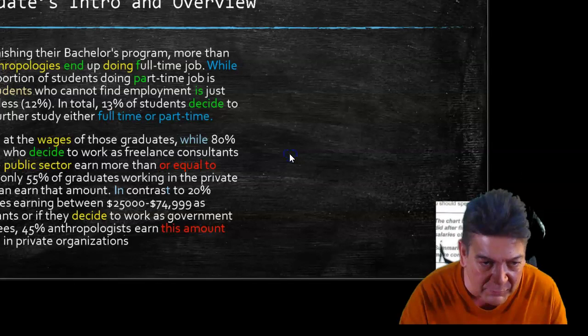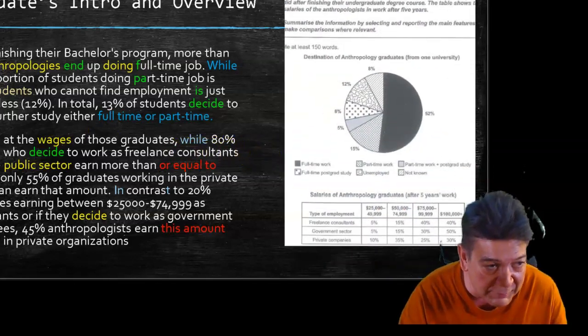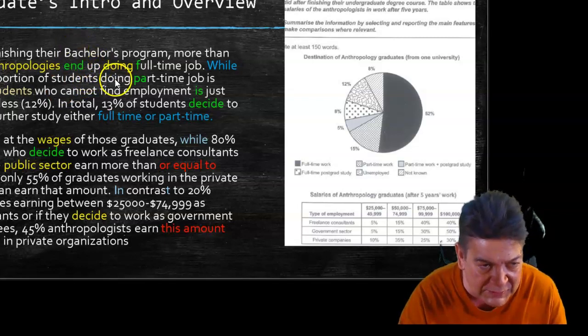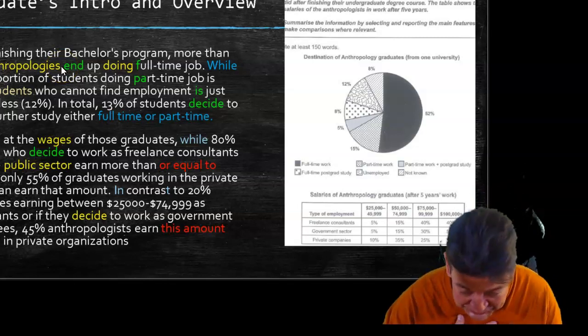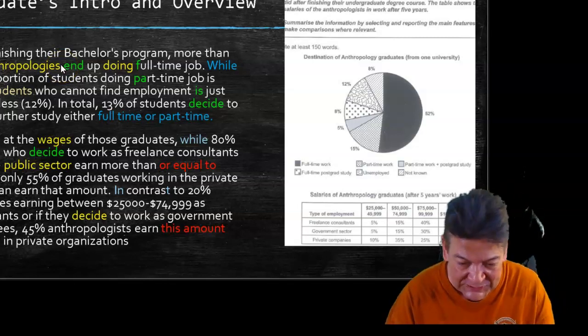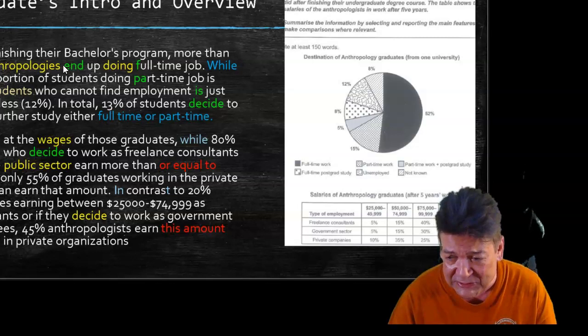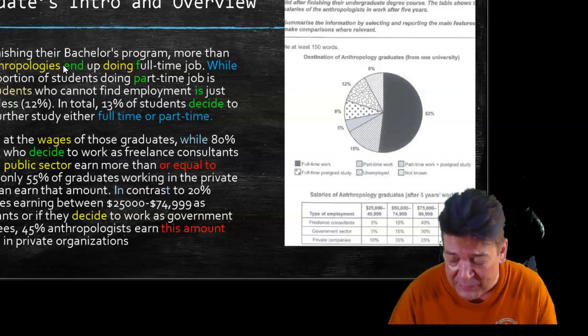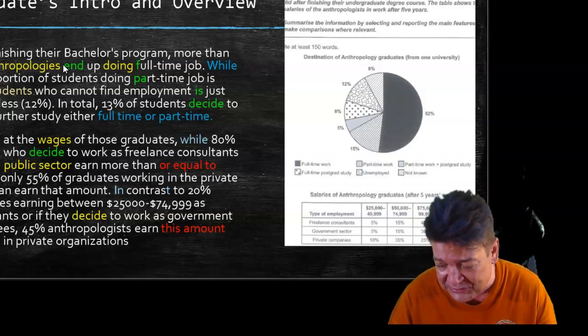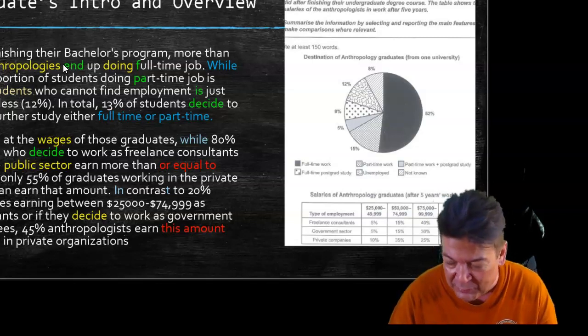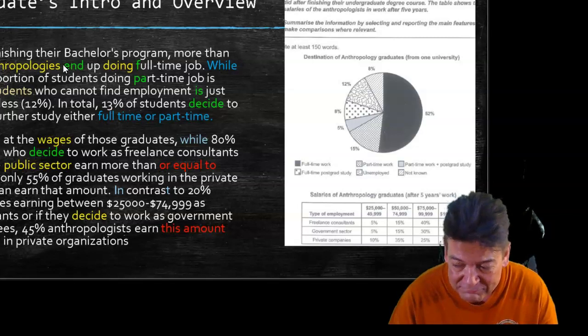Okay. Here I did not bother with breaking it up. After finishing their bachelor's program, I don't know if bachelor's can be capitalized there, but anyway, more than half anthropologies. I must give you my anthropologies. Please accept my anthropologies. Anthropologists, and even then, we don't know that they are anthropologists. I would bet that considering there is not a big demand for professional anthropologists, the majority, well, at least the ones working in the private sector, are doing something else. They're not actually being anthropologists.